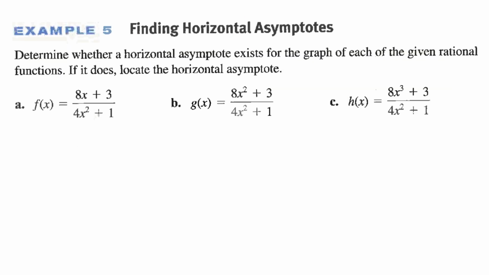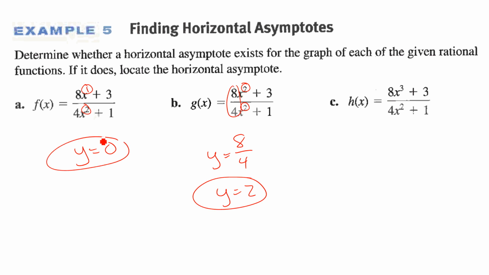Take a look at some examples. So on this one, 1 is smaller than 2. Those are the degrees. So automatically on A, y equals 0. On B, 2 is the same as 2. So we're going to say 8 over 4 is your asymptote. So on this one, 8 divided by 4 is 2. Y equals 2 is your horizontal asymptote. And on the last one, 3 is bigger than 2, so we have no horizontal asymptote.